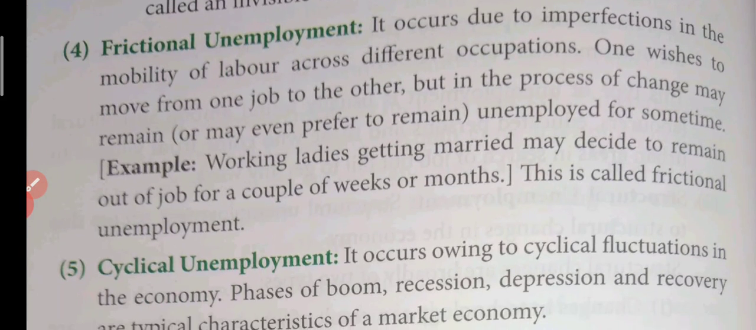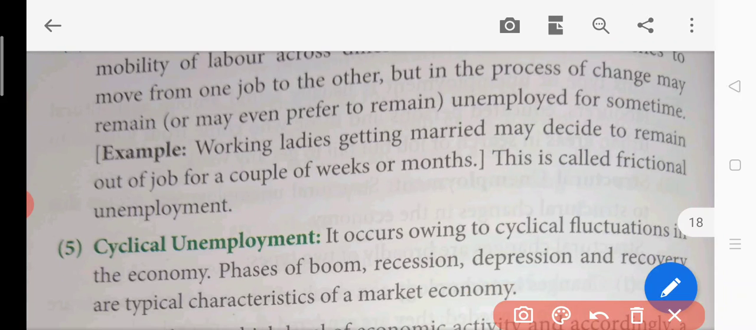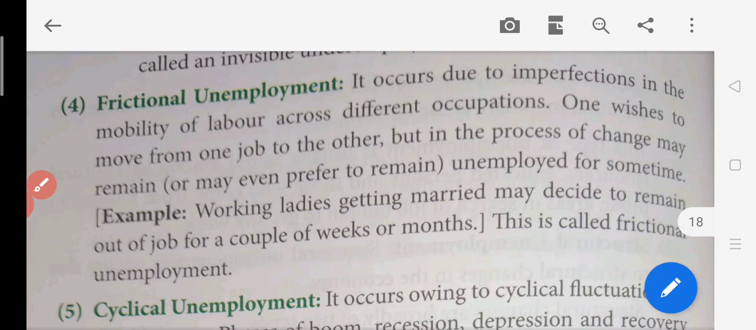Okay, then what is frictional unemployment? This has also been studied in your macroeconomics. See, whenever an employee is changing from one job to another, definitely he'll be sitting idle for some time. That particular time he's sitting idle, he'll be called unemployed. So when the employee shifts or changes his job, between this changing, the time period for which he is remaining idle or unemployed is called frictional unemployment.